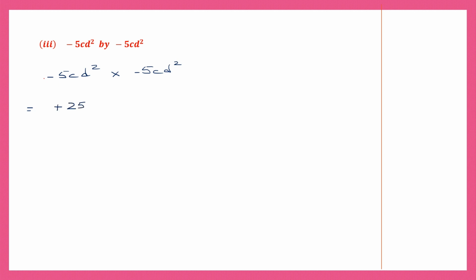Then let's take c. Here we have c, that is only to the power of 1. Here there's only 1 and here also there's only 1. So 1 plus 1 will make it c to the power of 2. Then here let's take d. We have d to the power of 2 and d to the power of 2. So d to the power of 2 plus 2 will make it d to the power of 4. So what's our final answer? 25c squared d to the power of 4.